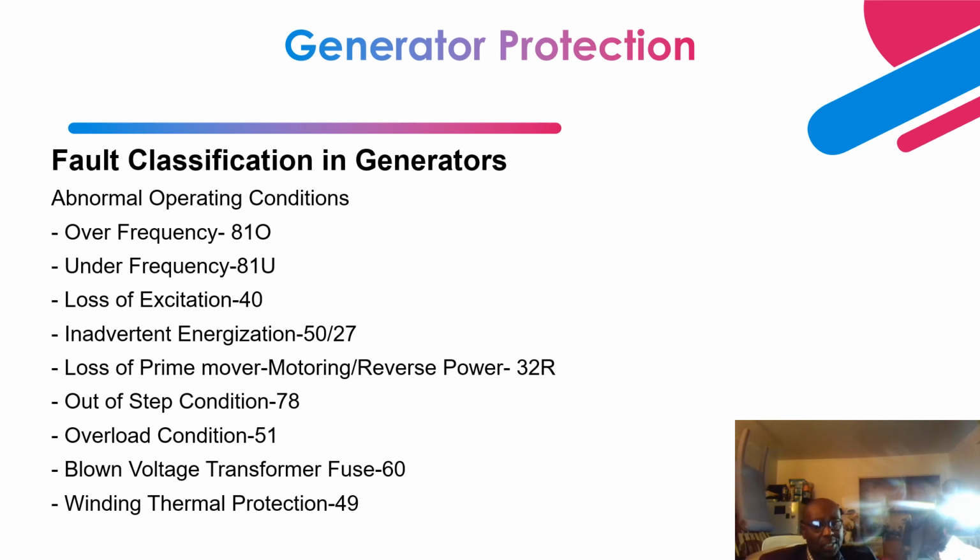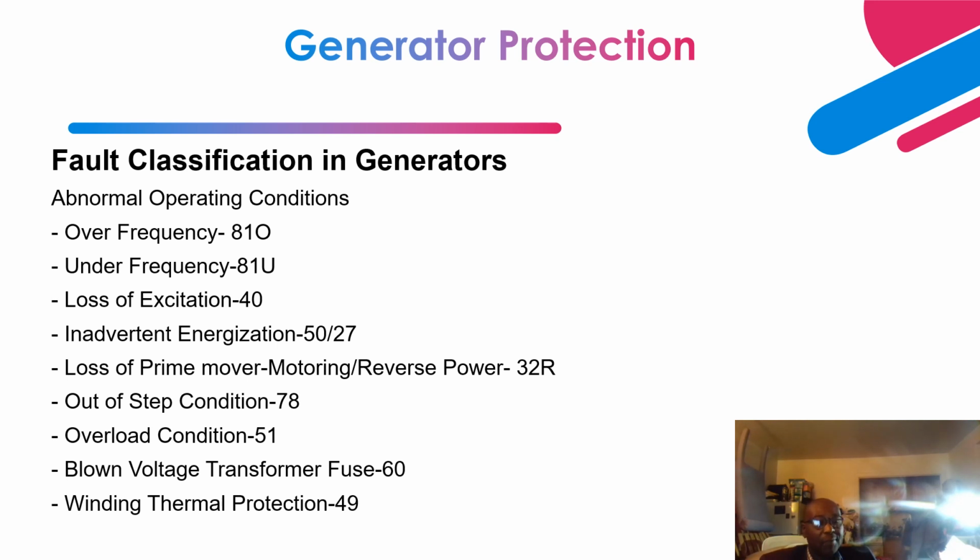Next is loss of excitation, designated by ANSI device 40. Loss of excitation occurs when, let's say, you have a problem with the voltage regulator. As you know, the excitation system provides a DC voltage to the rotor winding to set up the magnetic field. This becomes the rotating magnetic field of the rotor, which goes into sync with the rotating magnetic field of the stator. The rotating magnetic field cuts the stator coil and induces voltage.